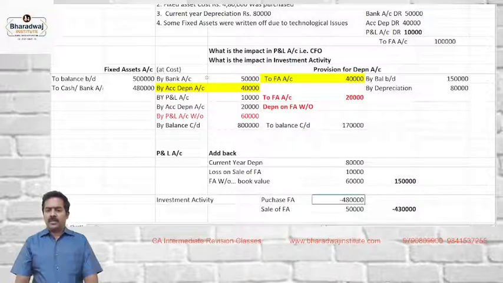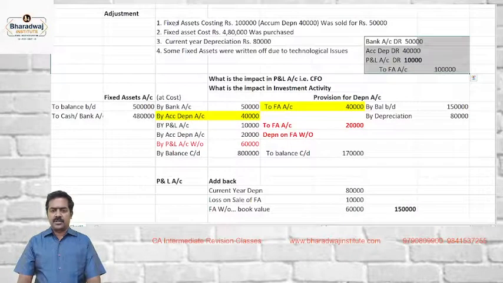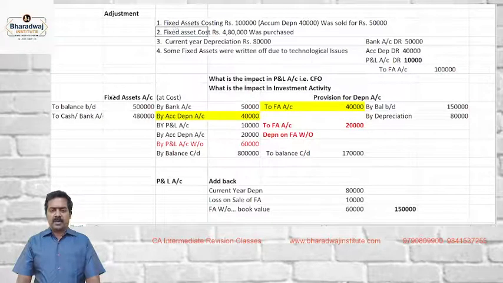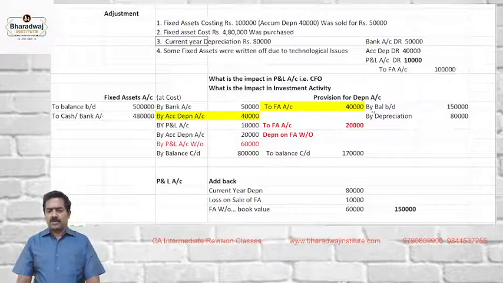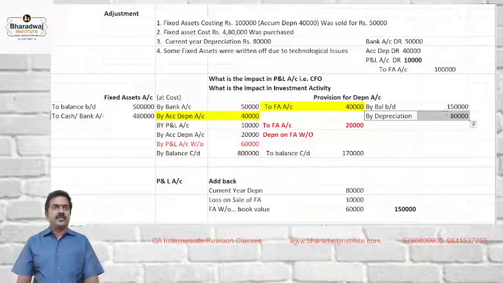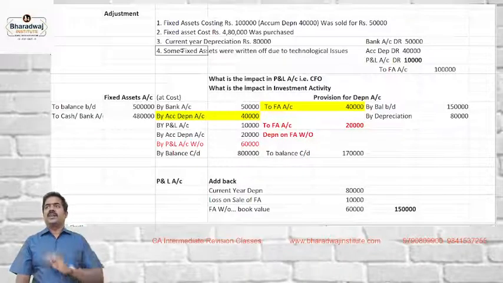Normally you will be able to do the first part. There is no issue. First adjustment, no issue. Second adjustment also no problem. Fixed assets account debit to cash or bank. Third adjustment also no problem. Depreciation account debit to fixed assets account. Fourth adjustment only: if assets are written off, we are not getting any cash.